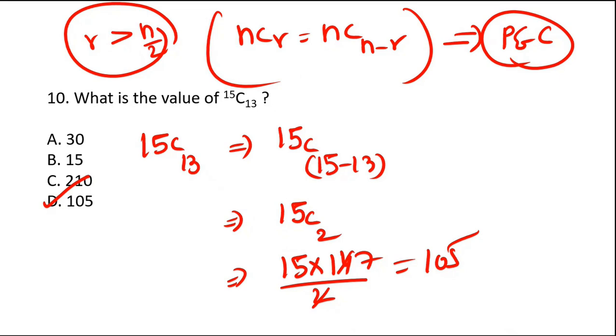When you look at this simplification, nCr equal to nC(n minus r), you have to remember that for 15C13, your answer is not 15C13, your answer is nothing but 15C2. 15C2 is nothing but 105. Option D, 105 is your answer.